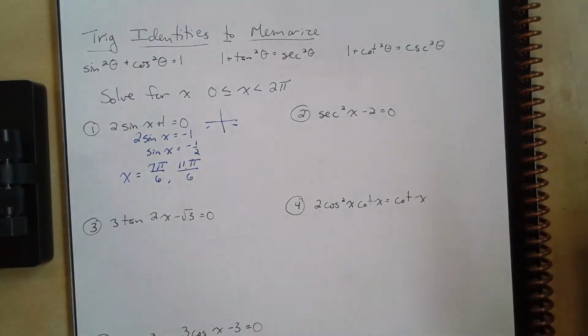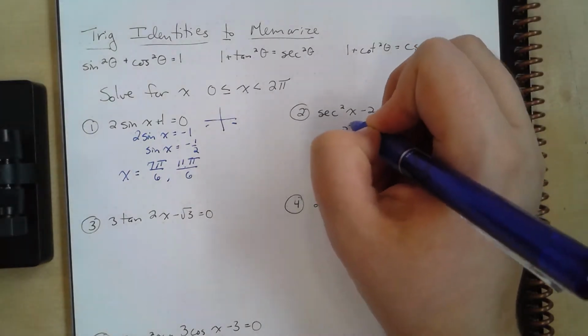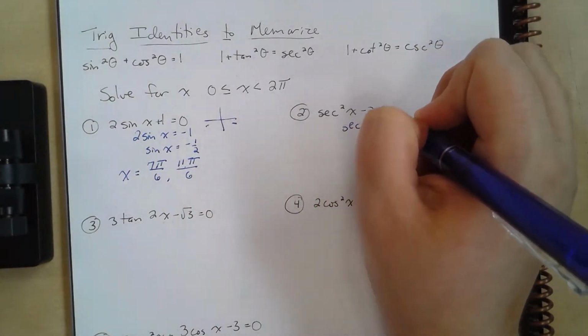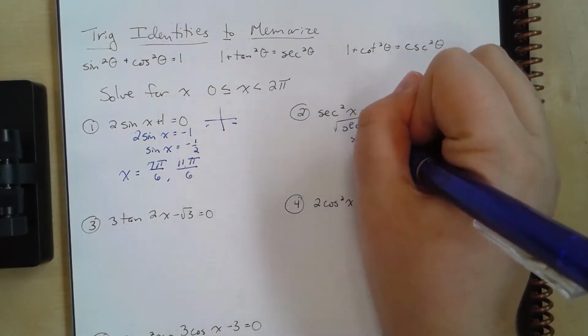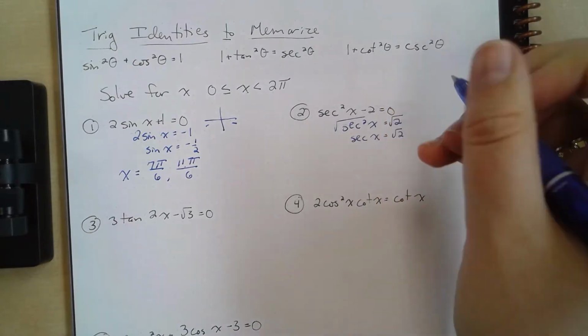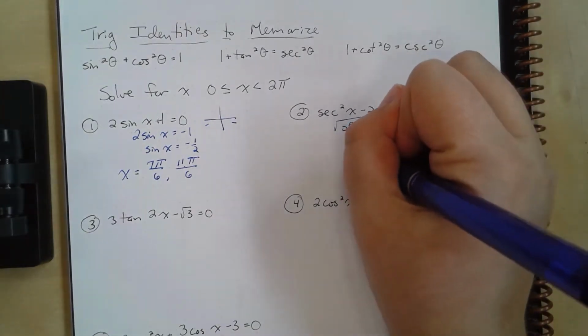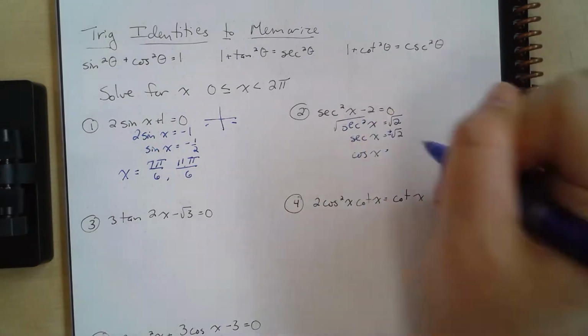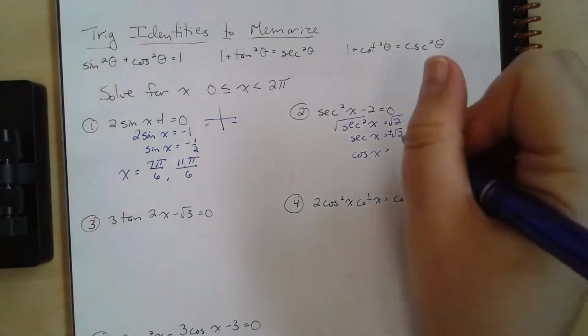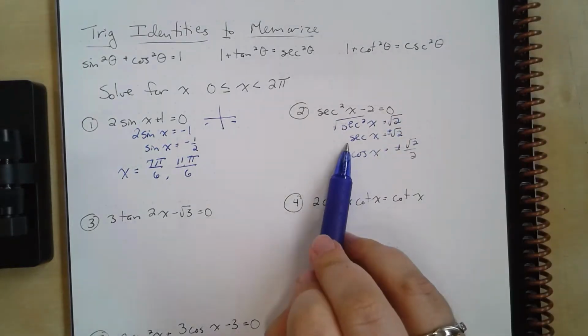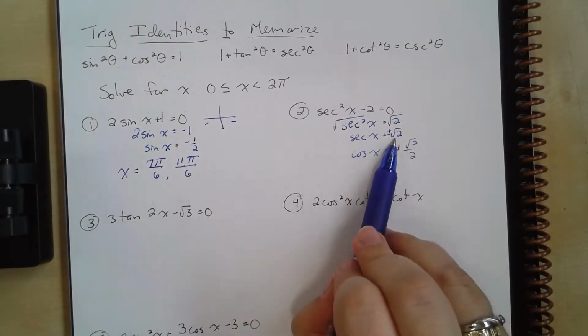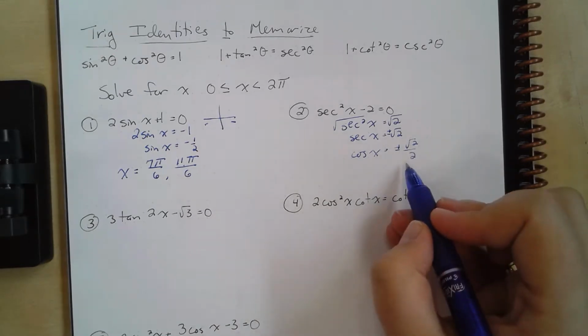Let's go through our second example here. We have secant squared of x minus 2 is equal to 0. So if I'm solving for x, then secant squared of x is equal to 2. I take the square root of both sides. So I get the secant of x is equal to plus or minus radical 2, which is the same as saying that the cosine of x is equal to plus or minus radical 2 over 2, and that happens because I've inverted secant and I've inverted radical 2. So cosine of x is equal to plus or minus radical 2 over 2.